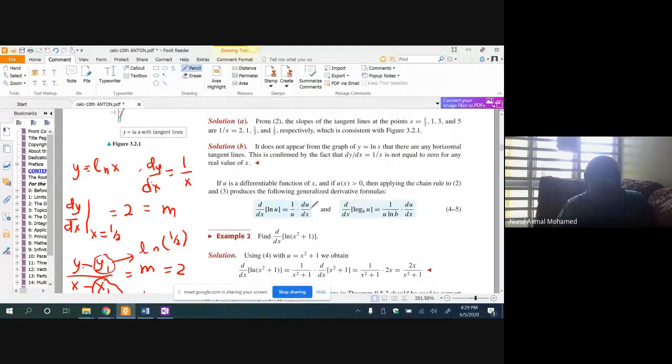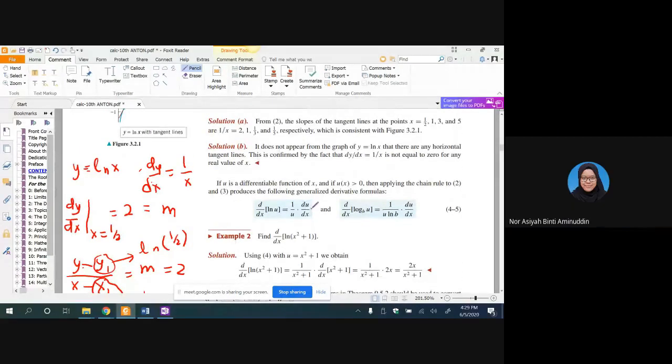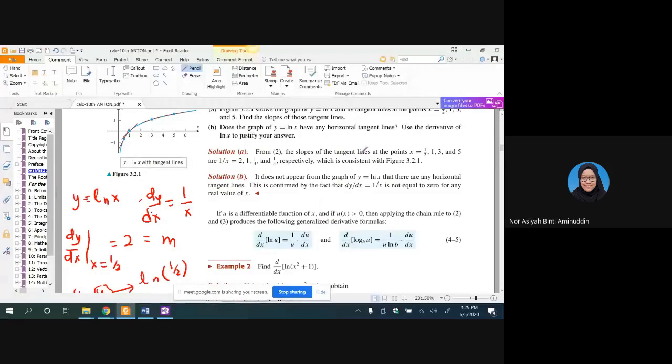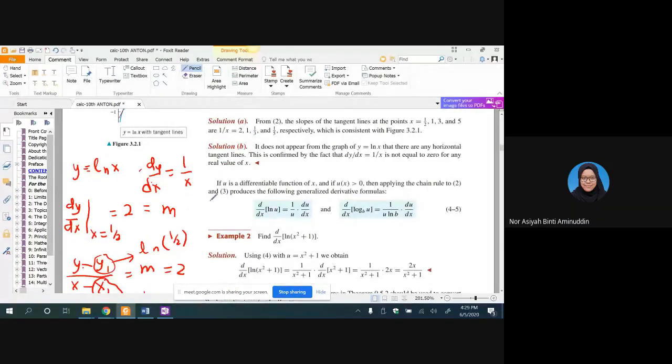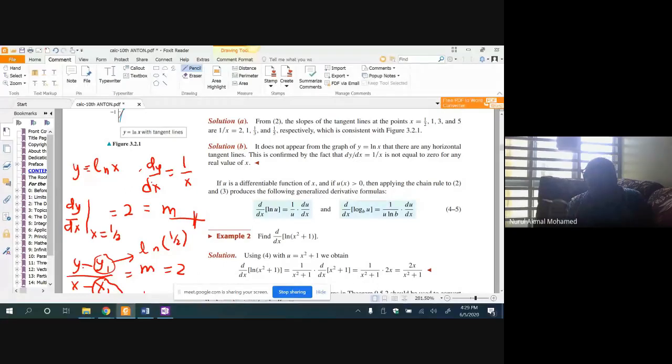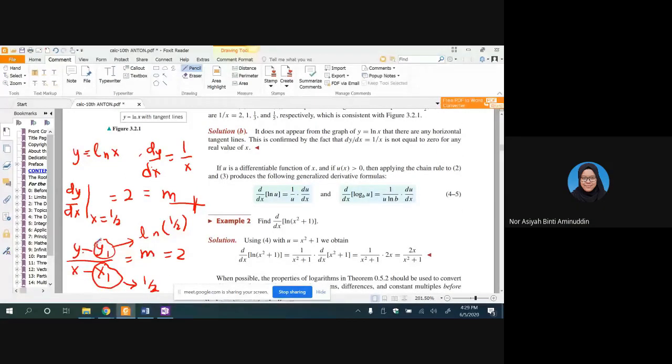Where is the slope? Oh, the question only asks you for the slope, not for the tangent line. So it should stop here. Sorry, stop here. The question does not ask you for the equation of the tangent line.